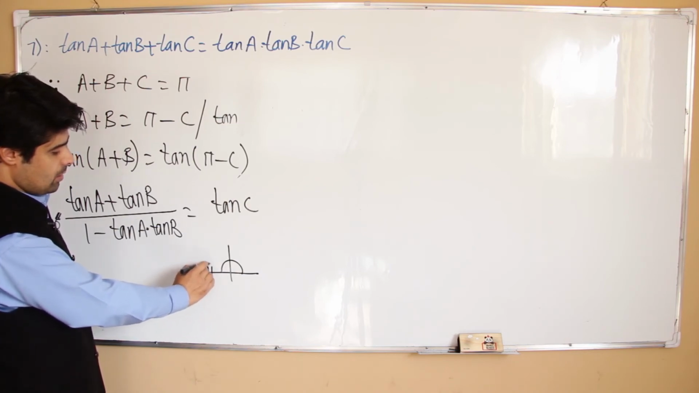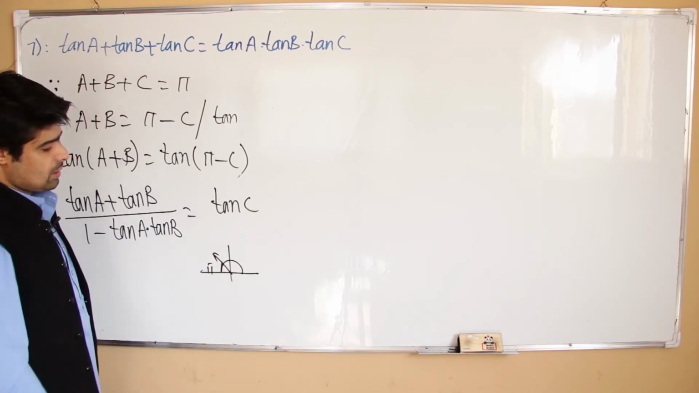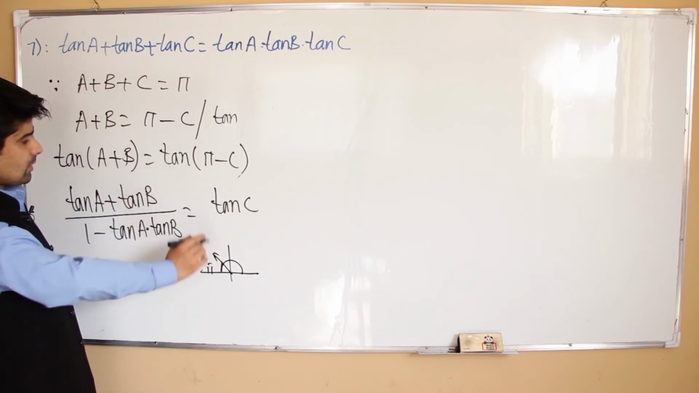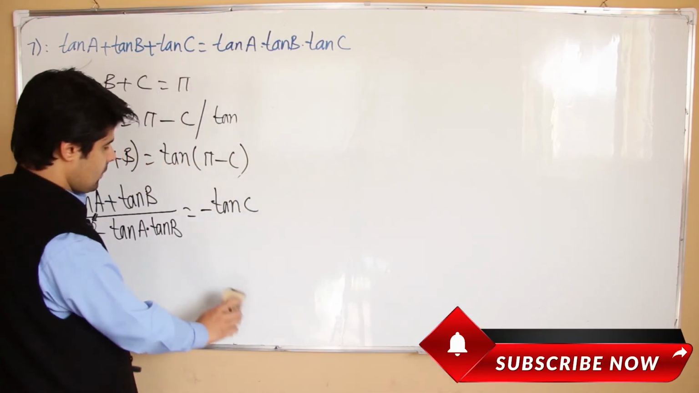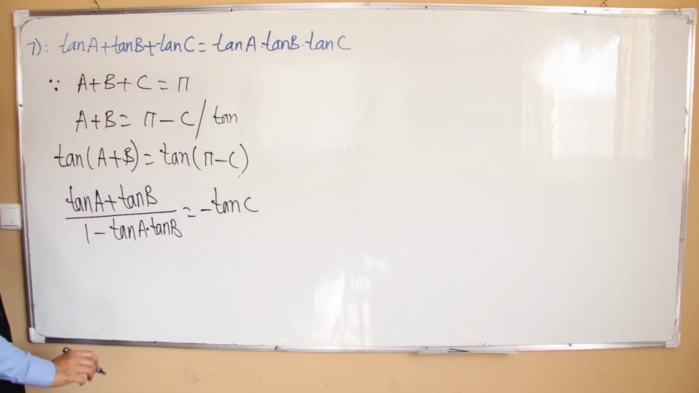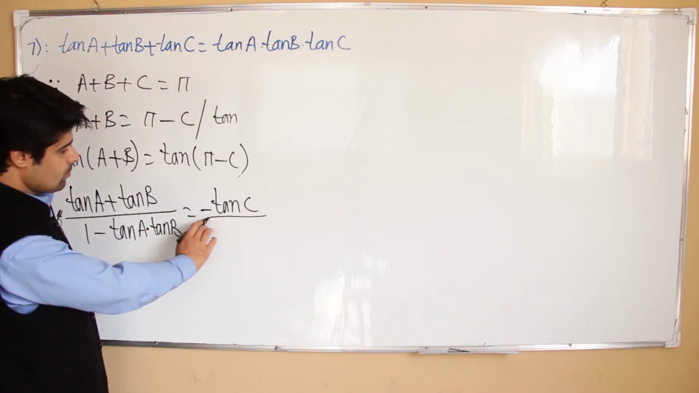180, which is pi minus something, is in the second quadrant. In the second quadrant, tangent is negative. Am I right? Yes. It was very simple.